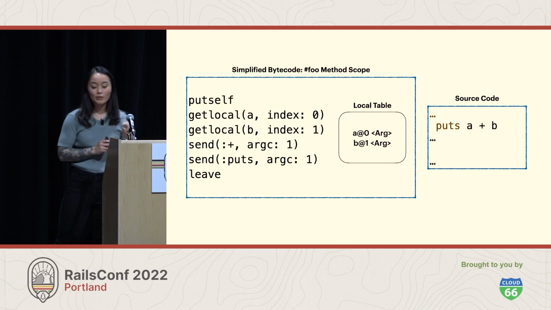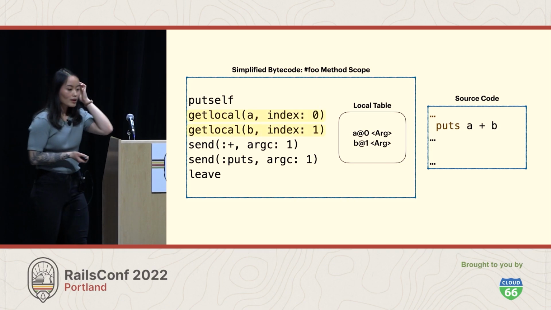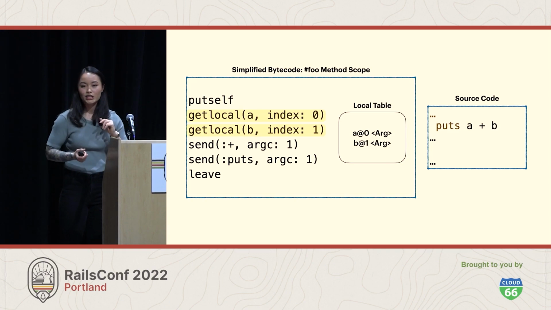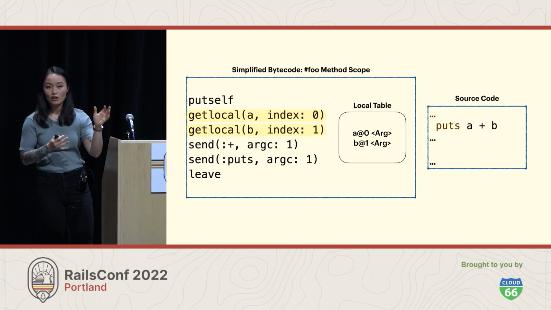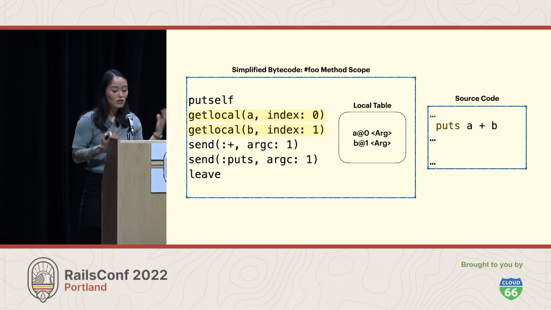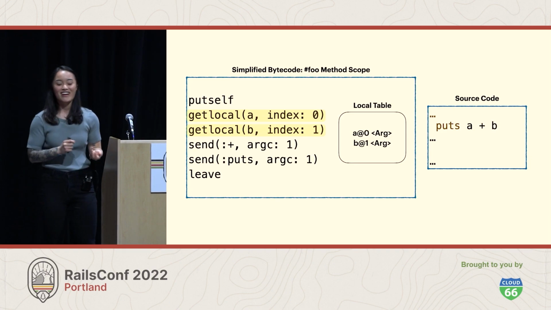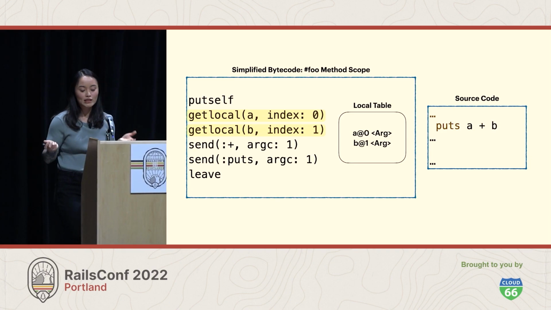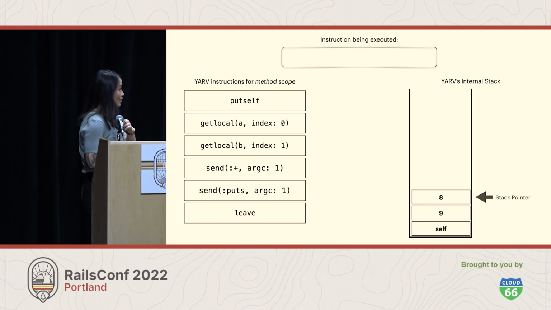Instead of put object 9, I want to draw your attention to get local A and get local B here. So now that we're in a method scope, we're not just putting 9 and 8, we're actually calling a local, or in this case, an argument, A and B. So what getLocal does is it figures out what values A and B are, and pushes it onto the stack. So let's take a look at how it does it.